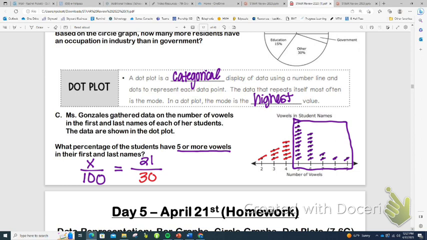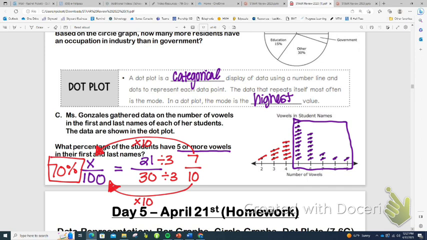Now we can solve for x. Well, we can simplify 21 and 30 by dividing by 3. 21 divided by 3 is 7, and 30 divided by 3 is 10. I know that I can go from 10 to 100 by multiplying by 10, so we can do the same thing to 7, because 7 times 10 is 70, and that's going to give us 70%. So you're still going to be using proportions even when you're solving problems using graphs.